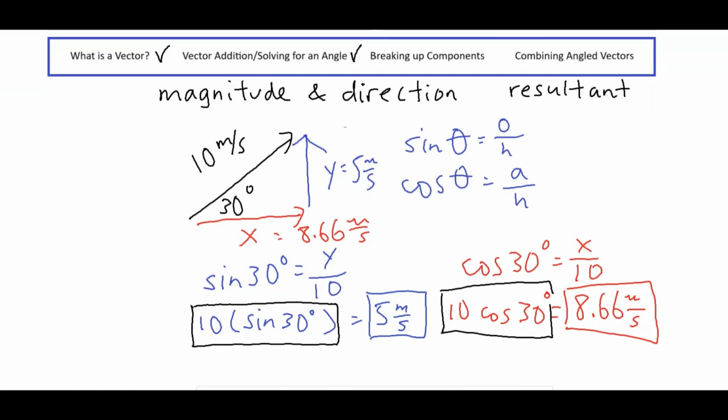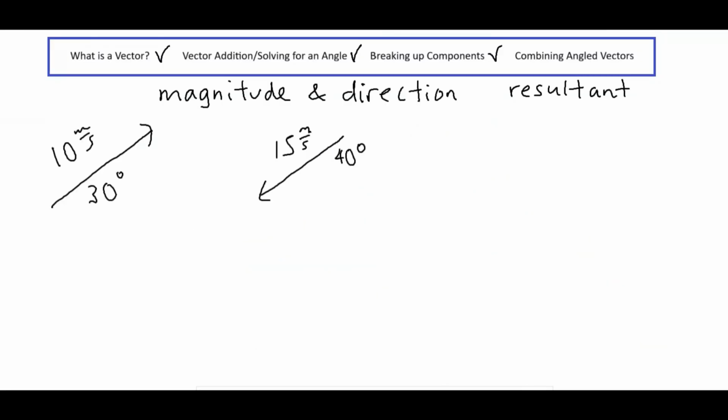Okay, so that's how you break stuff into components. You're going to use some trig and then complete a little right triangle with a horizontal and vertical vector. All right, our final problem or idea is combining angle vectors. So this one is going to be a little bit more complicated. We're going to use all the skills we had already used before and then kind of combine them all into one.